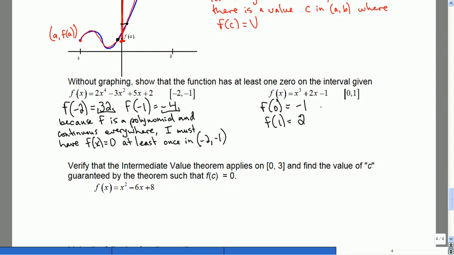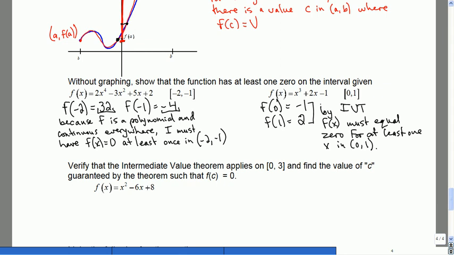And again, we usually abbreviate the intermediate value theorem as IVT just to save room. By the intermediate value theorem, f of x must equal 0 for at least one x in this interval 0 to 1. Okay. So again, if you're going from -1 to 2 on a continuous graph, you can only do that by passing through 0. So again, intermediate value theorem is the technical term for it that guarantees it for us.